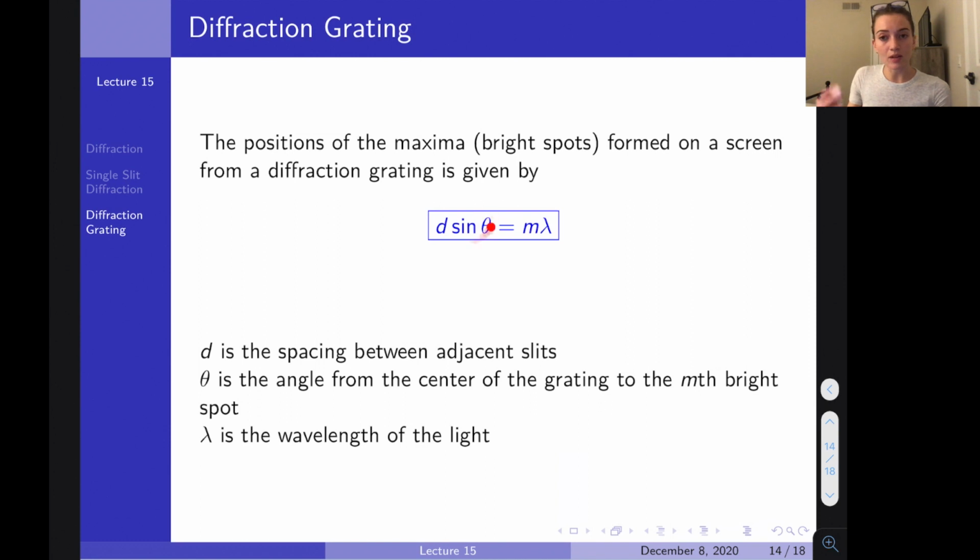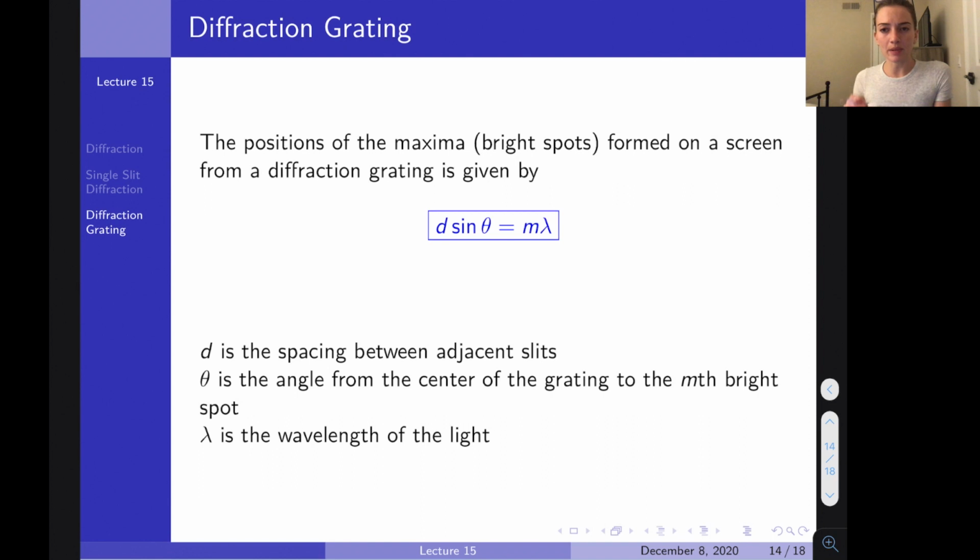Sine theta, this angle theta is the same thing, where it's from the center of the grating to whatever bright spot we're looking at is that angle. m is just whatever number bright spot. And then lambda is the wavelength of the light. Okay, so let's just do some examples with this.